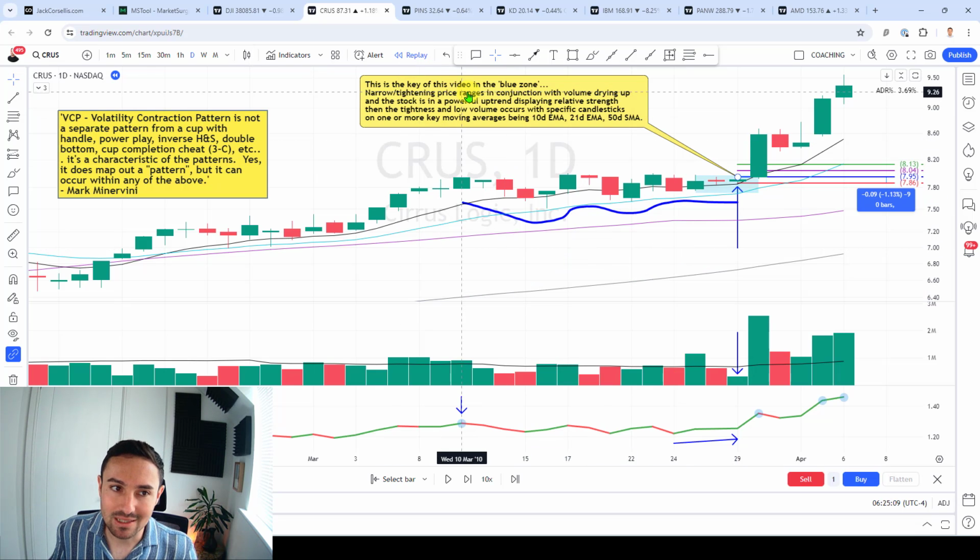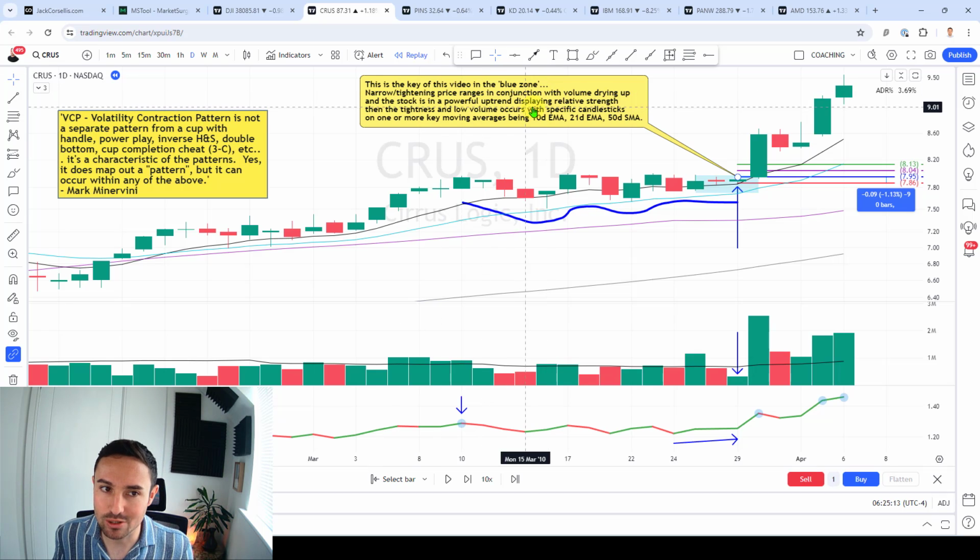So narrowing, tightening price ranges in conjunction with volume drying up, and the stock is in a powerful uptrend displaying relative strength. Then the tightness and low volume occurs with specific candlesticks on one or more key moving averages, being the 10-day EMA, 21-day EMA, 50-day SMA.